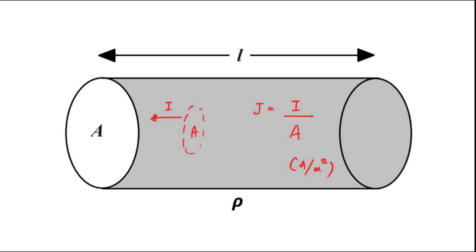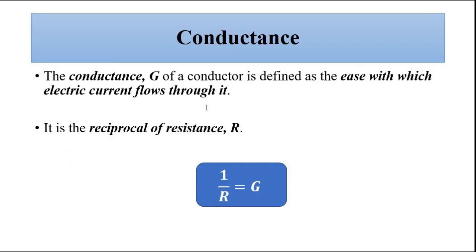And then we have conductance. Conductance simply is the reciprocal of resistance. It is the opposite of resistance, that is, the ease with which electric current or charges or electrons flow through a material or a substance. It is represented as G. G is equal to 1 by R.